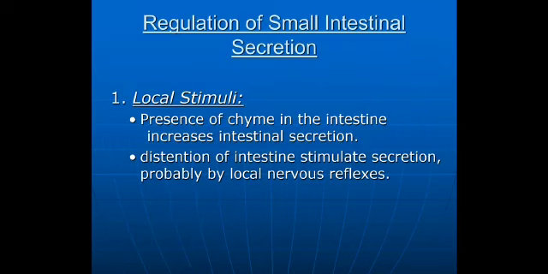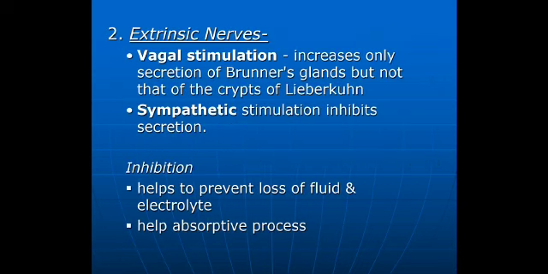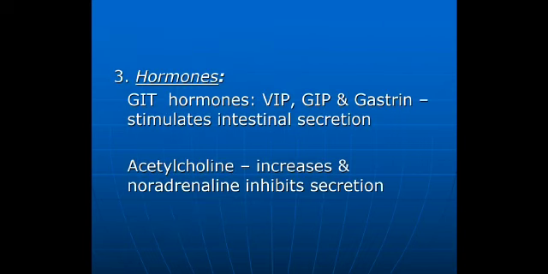The regulation of small intestine secretion is mainly by the presence of chyme in the intestine, which increases intestinal secretion. Also, distension of the intestine stimulates secretion, probably by local nervous reflexes. This is due to local stimuli. The extrinsic can be due to the sympathetic and the vagal through the parasympathetic. It increases the secretion of Brunner glands but not that of the crypts of Lieberkühn. Sympathetic stimulation inhibits secretion. Inhibition helps to prevent loss of fluid and electrolytes. It helps in the absorptive process.